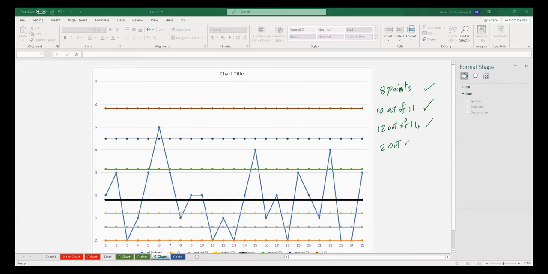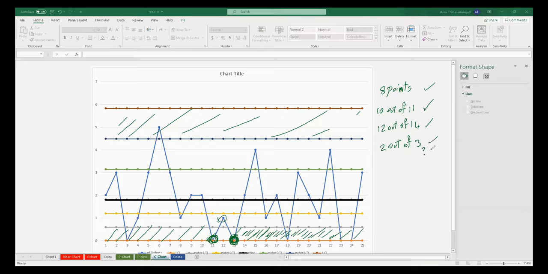Two of three consecutive points in the outer one-third region. Do we see two out of three in the outer one-third? No, not there. Do we see two out of three in the outer one-third on the lower side? Yes. Okay, so now two out of three are in the outer one-third on the lower side. Is this worrying us? For a count chart, when it is zero, even though we see two out of three on that side, it's not really worrisome. So here you can say, yes, we observe two out of three, but that is not a cause for action if we see these good things. What is the next bullet?